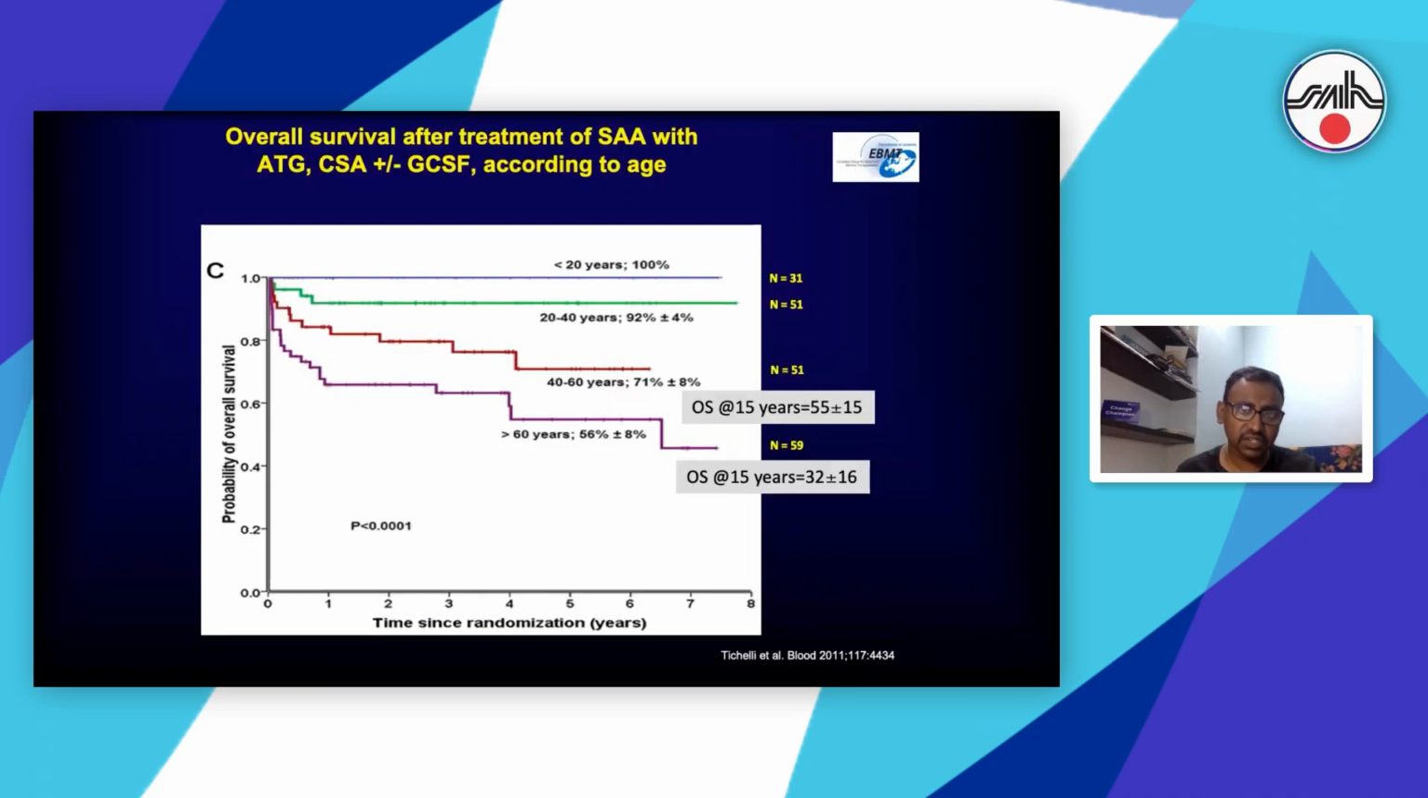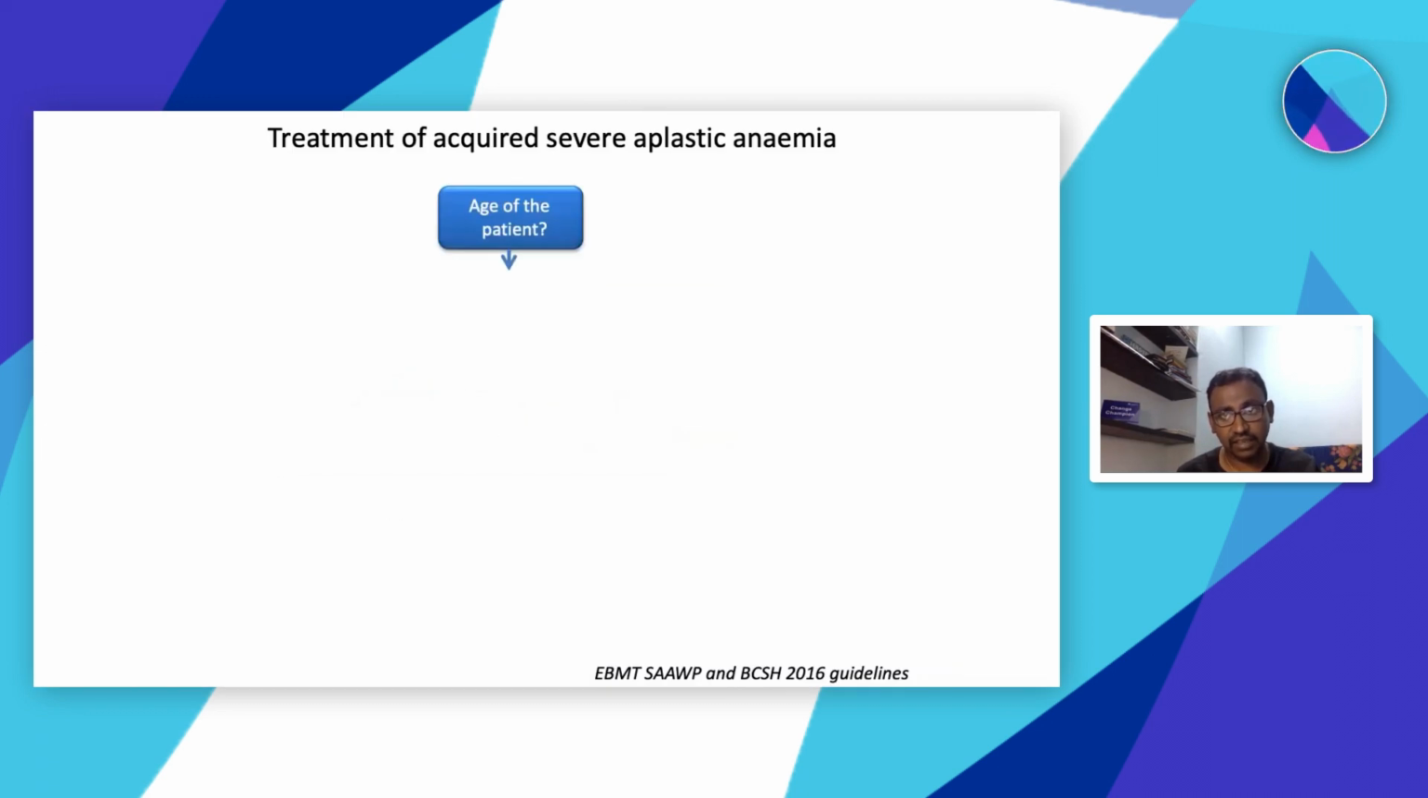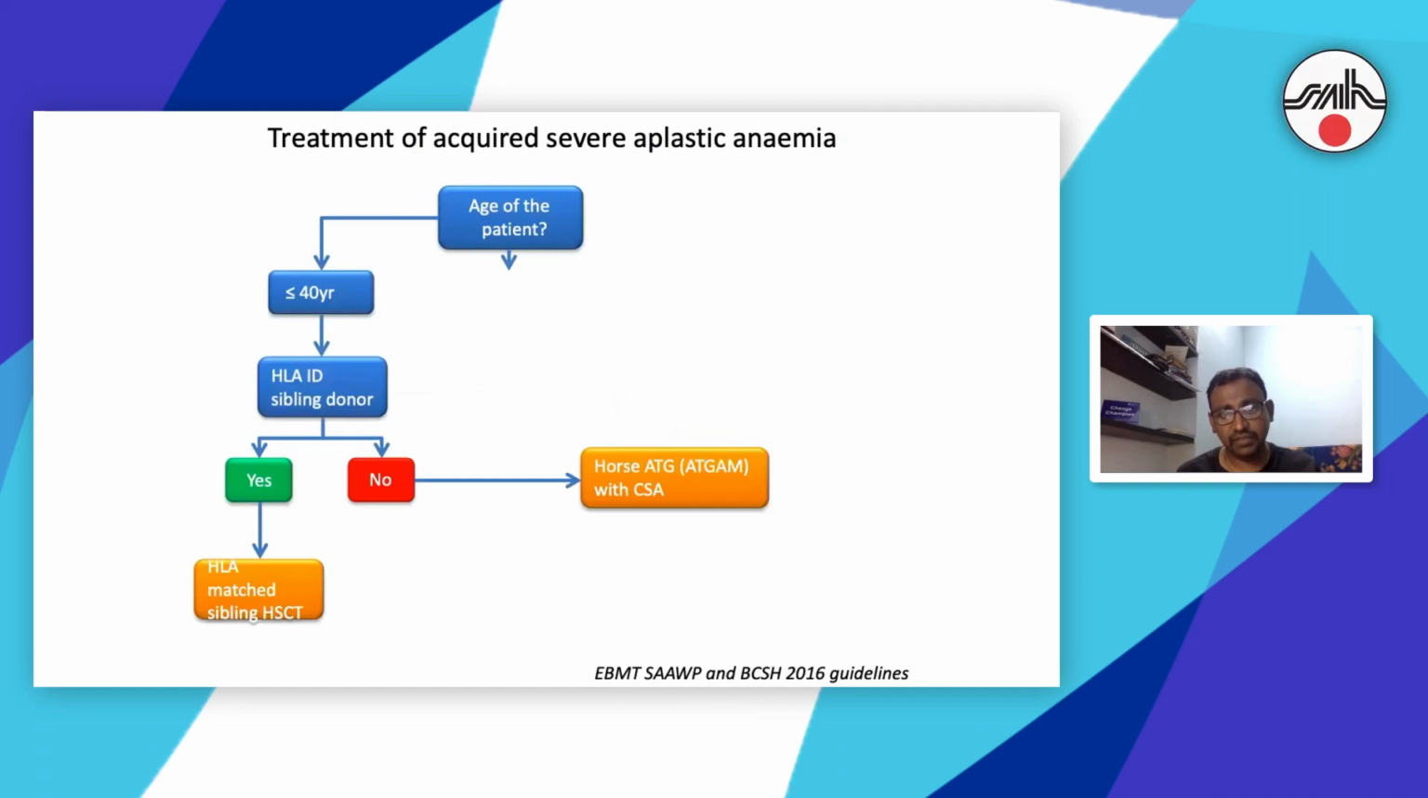And this is just to show long-term data from one of the EBMT studies of ATG, cyclosporin, and GCSF, with an overall survival at 15 years of close to 60% in the 40 to 60 years group, and in those more than 60 years, overall survival of 50%, nearly up to a third of patients being alive at long term. So we've gone into this.